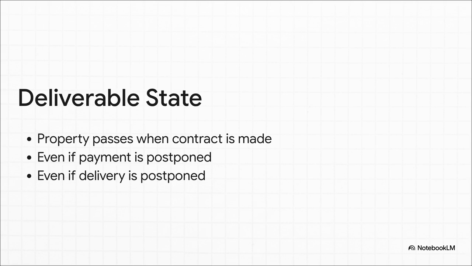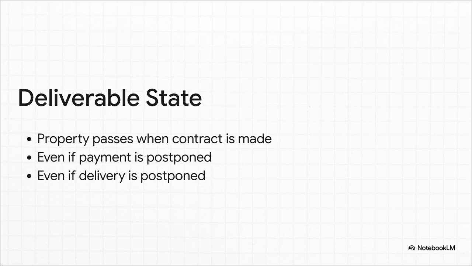Point 1. Specific goods in a deliverable state. Section 20. Property passes when the contract is made, and this applies even if payment or delivery is postponed. Let's really dissect Section 20. If the specific goods are ready to be handed over, meaning they're in a deliverable state, the mere stroke of the pen on the agreement transfers ownership, right at that very second.